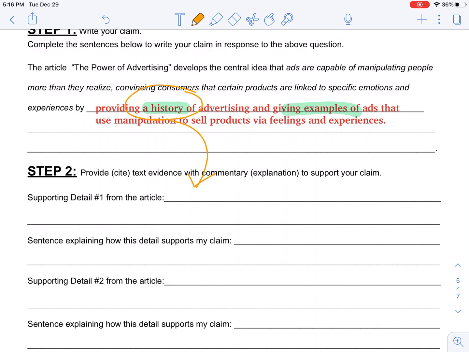Then the examples, and I would probably pull from that Maybelline section, would be my second piece of evidence, and I would explain how the author uses Maybelline as an example because it's using Photoshop and tricks and our desire to be beautiful to sell a product. And so that shows that there's manipulation involved.